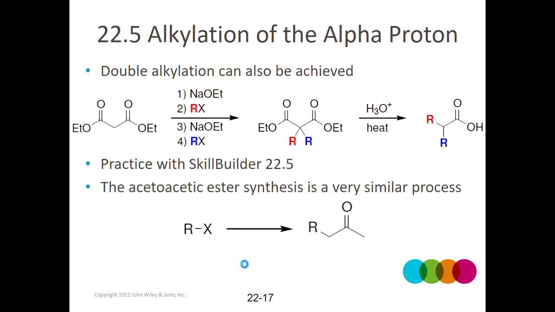If you want to put 2 R groups on through this process, you can. You just have to do it 1 step at a time. So you'd need the base to pick off 1 proton, have the enolate attack 1 R group, install that. Then you need another shot of the base to pick off the other proton, and then that enolate will attack another R group and install that. So you can install 2 different R groups or 2 of the same R group. And then the H3O plus and heat cleaves the esters and decarboxylates to give this specific product.